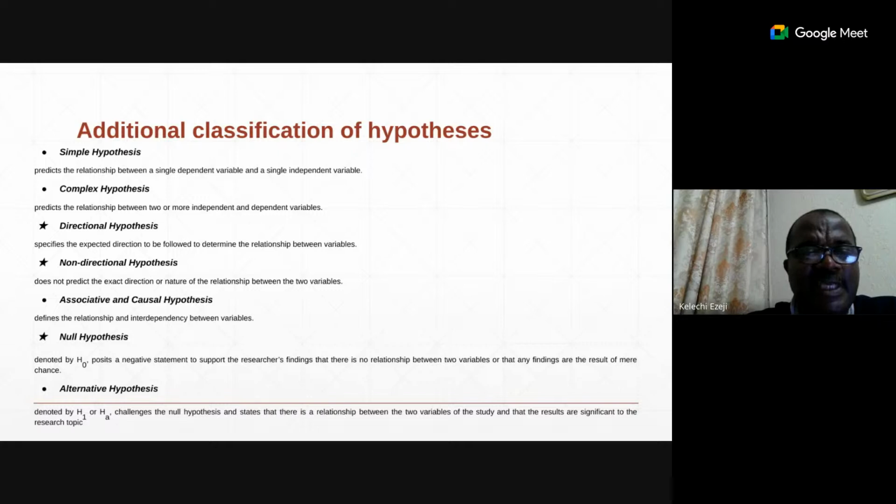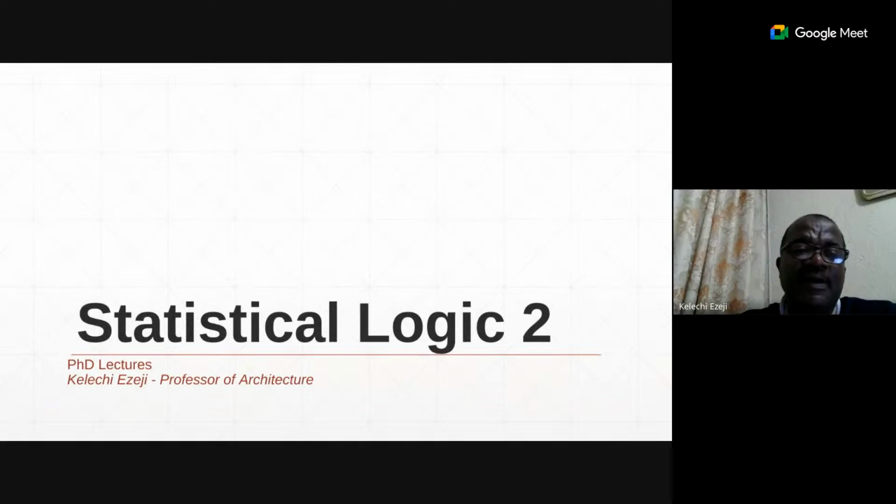Okay, so this is still just describing hypothesis and drawing back to what we have already been doing. So today it's about statistical logic 2. This is 11:02. Let's see how far we'll be able to go in the next 1 hour.